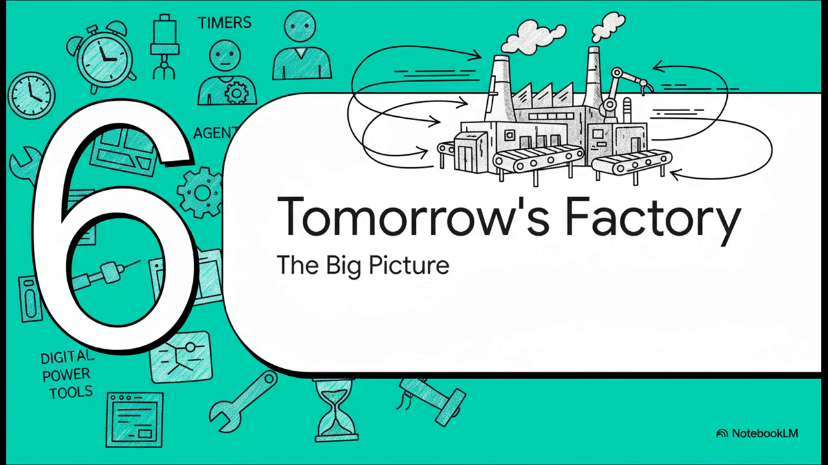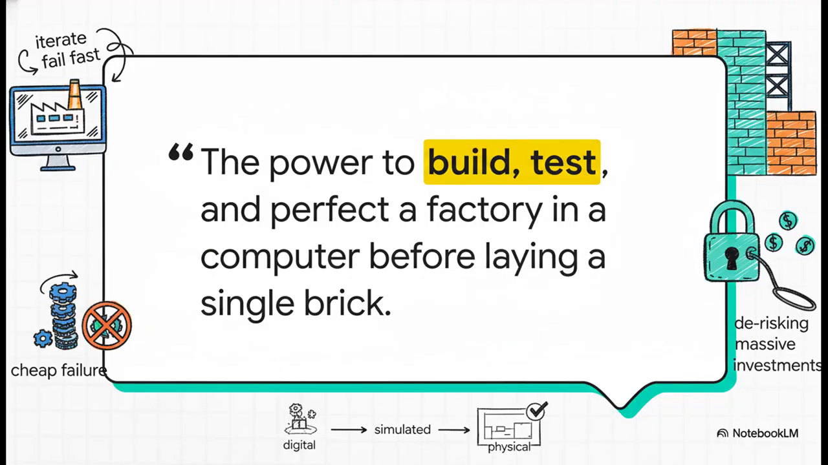So we've looked at all these tools, the timers, the agents, the big power tools. Let's zoom back out. What's the big picture here? What's the ultimate goal of all this digital wizardry? It really all comes down to this single, powerful idea: the power to try again, the power to build, test, and perfect a factory not once, but countless times. It's the ability to fail fast and fail cheap inside a computer, so that when you finally build it in the real world, it's as close to perfect as you can possibly get.